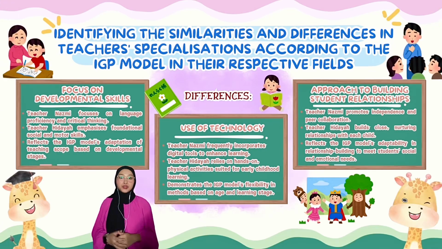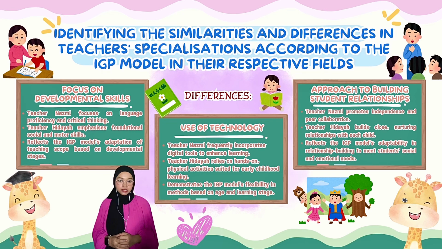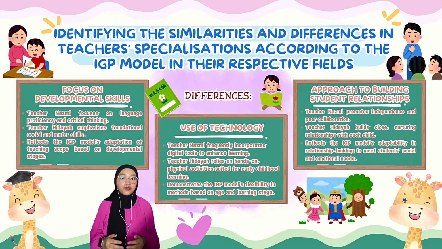Now, let's explore three differences between their practices. Firstly, there's a difference in focus on developmental skills. Teacher Nazmi's focus is on language proficiency and critical thinking, skills aligned with the needs of secondary students. In contrast, Teacher Hidayah emphasizes foundational social and motor skills suitable for younger children. This difference reflects the IGP model's approach to adapting teaching scope based on students' developmental stages.